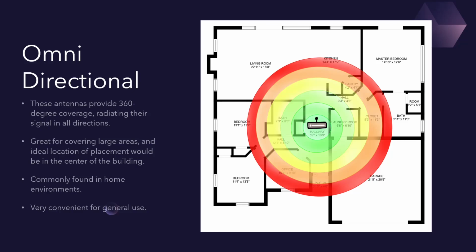And as you can see in this picture that I have drawn, there's an access point in the middle, and the closer you are to the middle of the access point, the stronger the signal is, and as you get further away, it gets weaker and weaker, and it's a 360-degree coverage area.